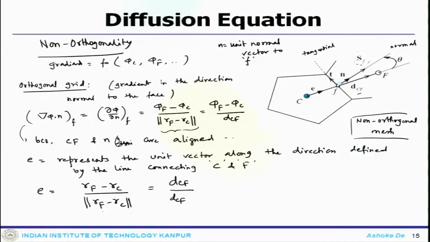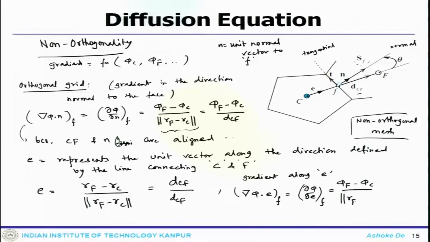So, essentially this is the mod of that. Now, you can find out the gradient along the direction E. So, this would be del phi dot E at face is del phi by del E at face, which is phi F minus phi C divided by Rf minus Rc, which one can also write as phi F minus phi C divided by small d CF. So, that is the vector.